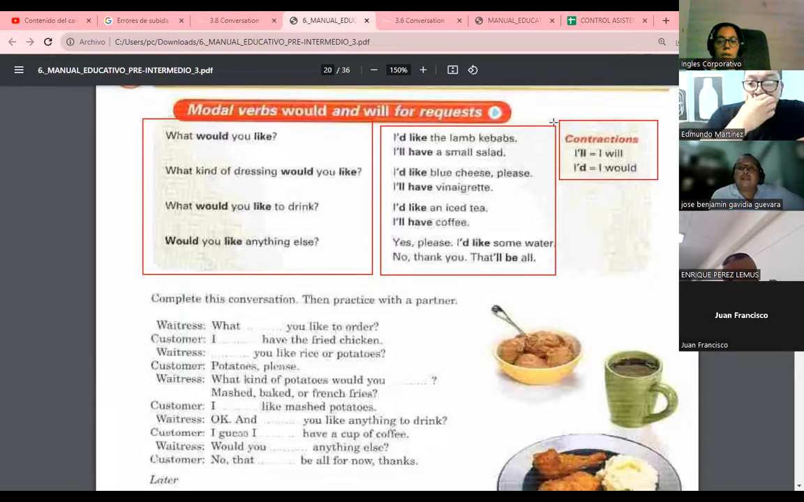Muy bien. Y si nos fijamos, en el primer ejemplo es what would you like? What kind of dressing would you like? O sea, el would you like está separado por un subject, que es el subject you. ¿Qué tipo de vestimenta te gustaría? Okay, what would you like to drink? ¿Qué te gustaría tomar? Yo le pregunto, what would you like to eat for dinner? ¿Qué le gustaría comer para la cena? A ver, chicken.